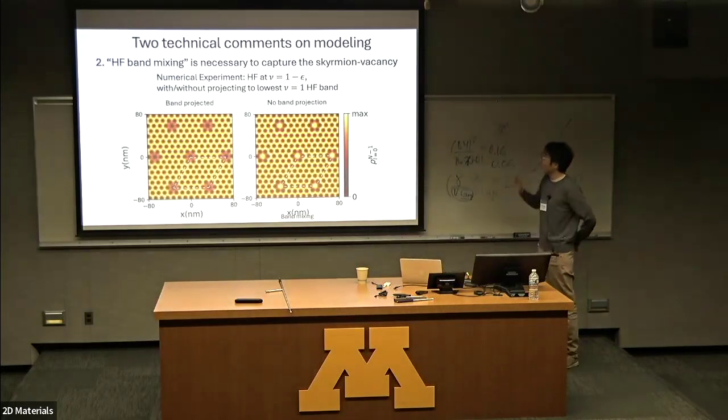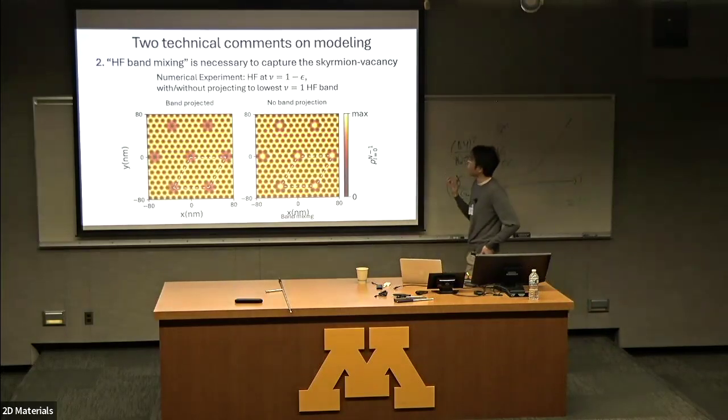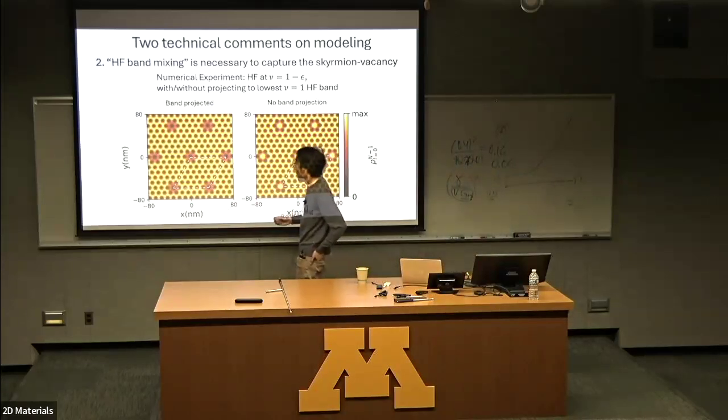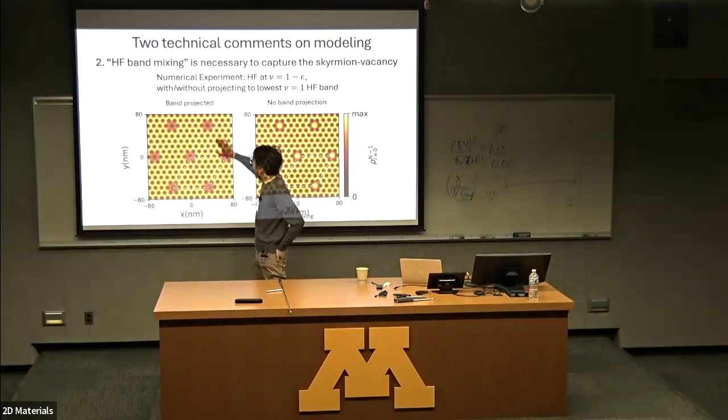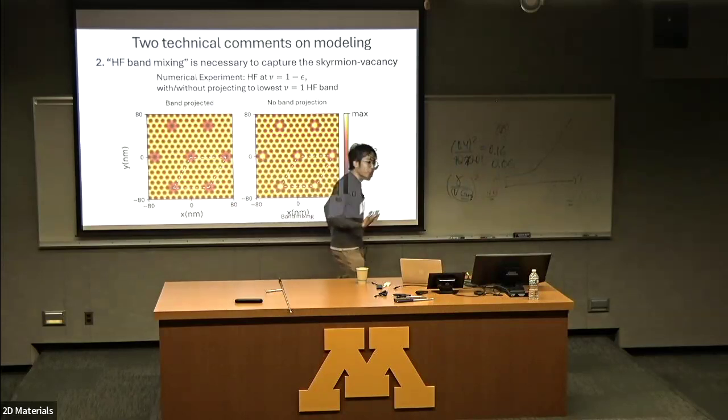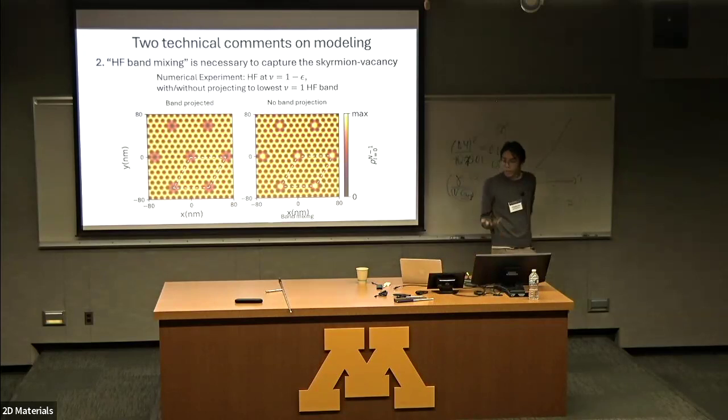When we project to the lowest nu equals 1 Hartree-Fock band, we get this state, which is basically a Skyrmion lattice, and then you have a little bit of missing charge in the middle, which is what you expect from a regular hole. But if we do not project to the lowest nu equals 1 Hartree-Fock band, we get what we want. We get the Skyrmion vacancy.